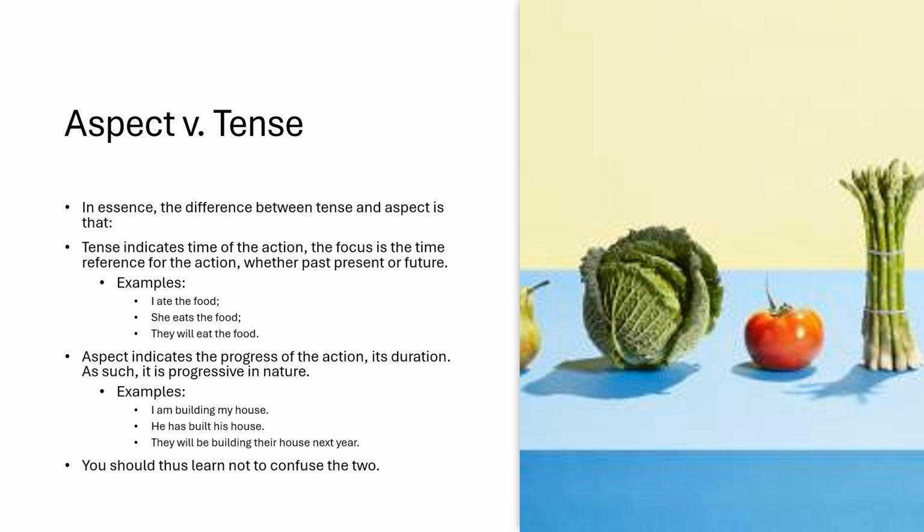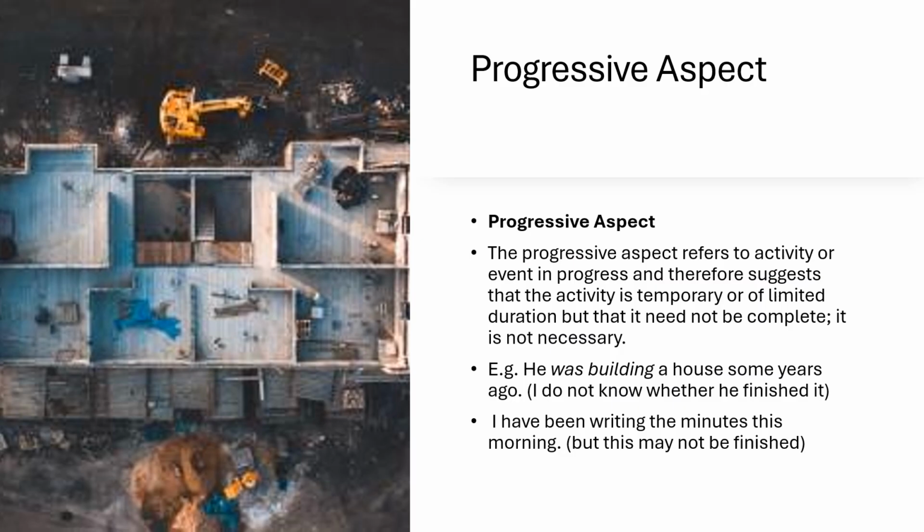Aspect indicates the progress of the action. It is a duration, progressive in nature. Let's look at some examples. I'm building my house, so I'm in the process now of building my house. He has built his house means that in the past he completed the action of building the house. They'll be building means that sometime in the future it's expected that this action will take place in a progressive manner. We are going to discuss each of these aspectual types as we go along, but essentially this is just to show you the difference between tense and aspect, so you don't get them confused with each other.